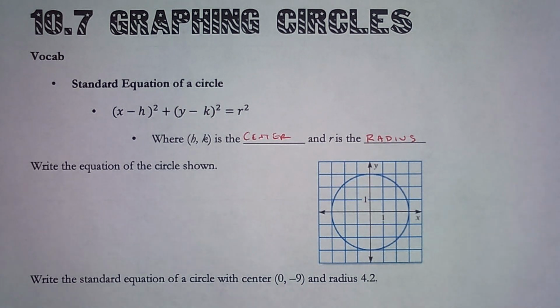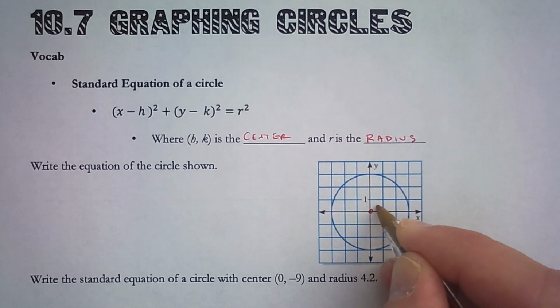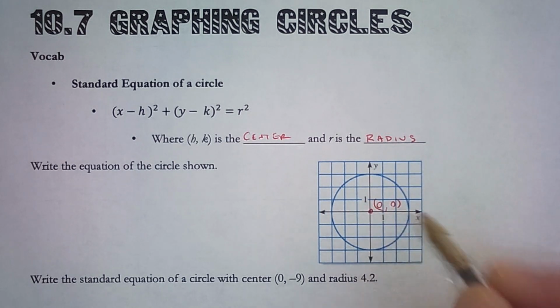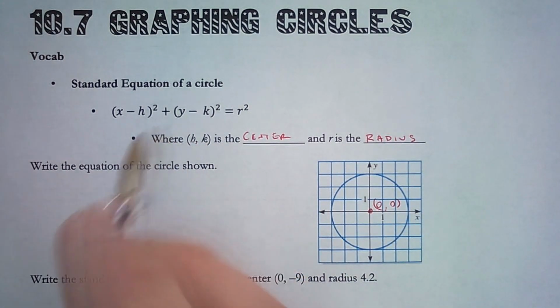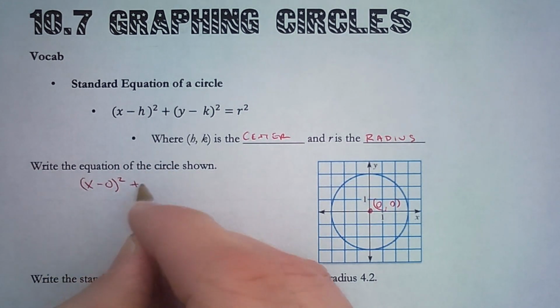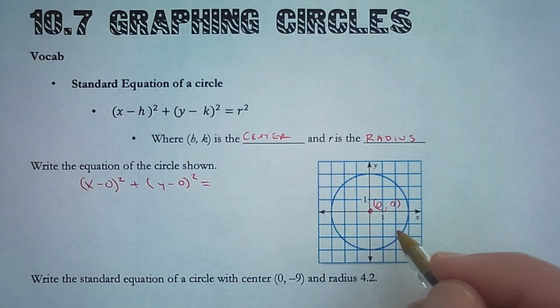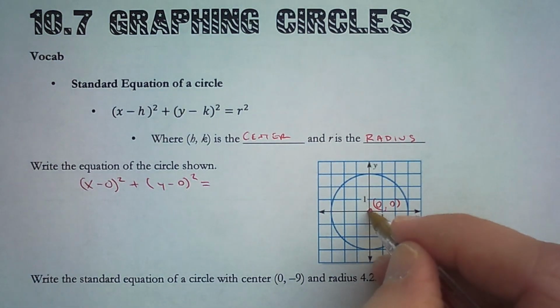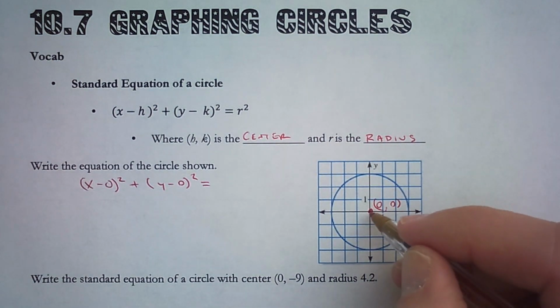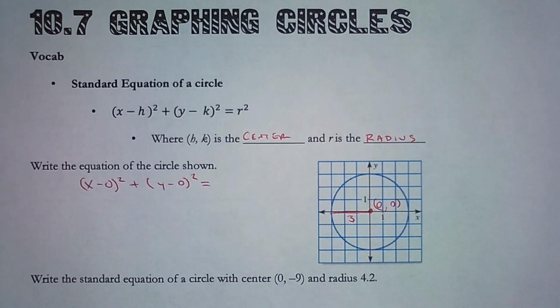Okay, so here we have a graph of a circle and we want to write its equation. So here the center is at (0, 0), which means h and k are both 0. So we have (x minus 0) squared plus (y minus 0) squared equals the radius squared. So the radius, we can just count the number of units from the center to the circle in any direction, left, right, up, or down. So I'll count here to the left, that is 1, 2, 3 units. So the radius is 3.